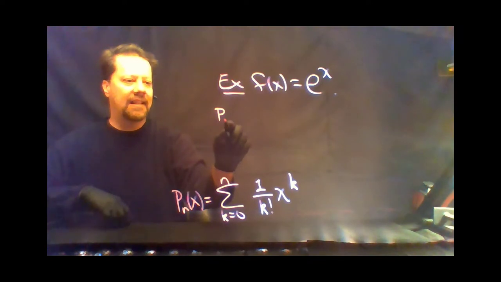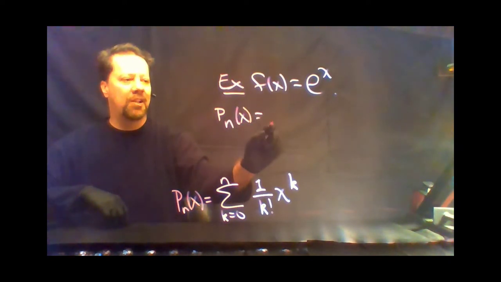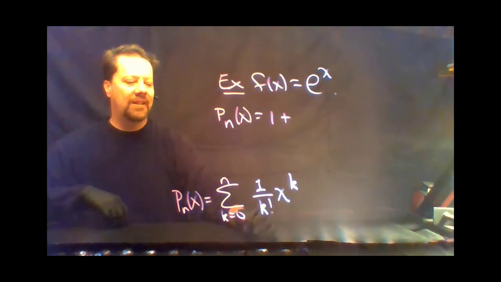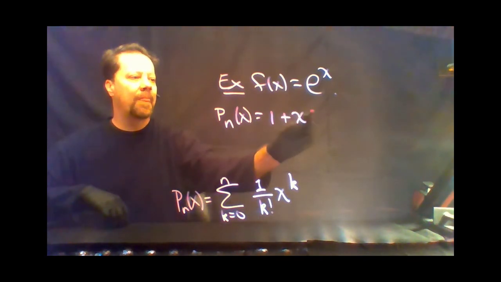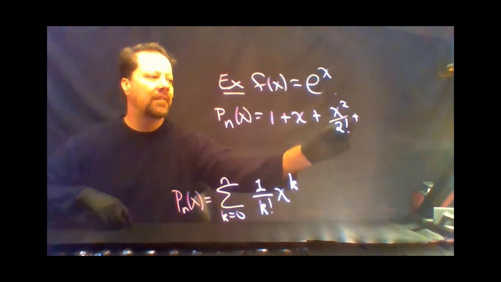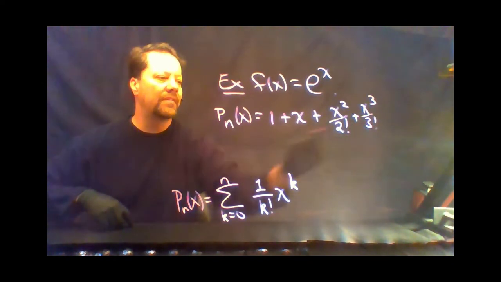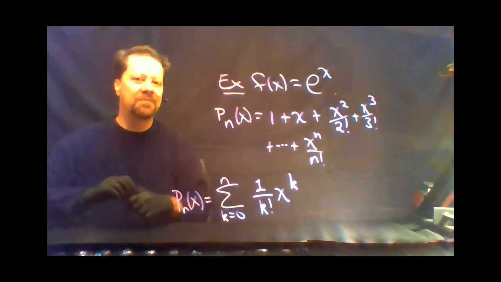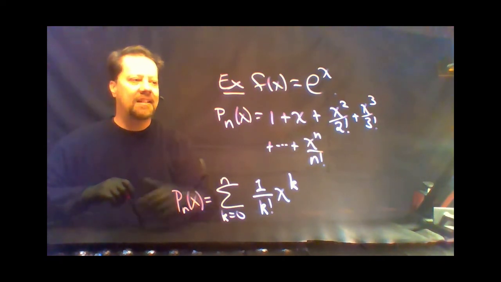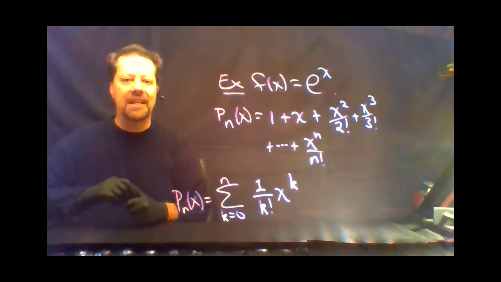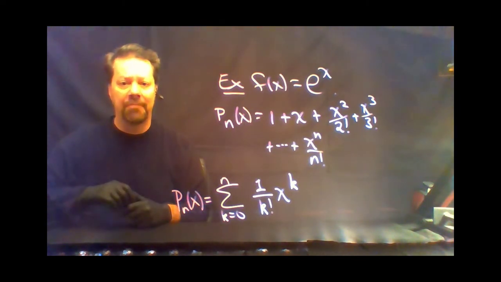We see then that the nth order Taylor polynomial is going to be, when k is equal to 0, x to the 0 is 1, 0 factorial is 1. We'll have 1. When k is 1, we'll have x. K is 2, x squared over 2 factorial. X cubed over 3 factorial. And we'll stop at x to the n over n factorial. Note that this has both odd and even powers of x, and e to the x is neither even nor odd. It's kind of a mix of both.